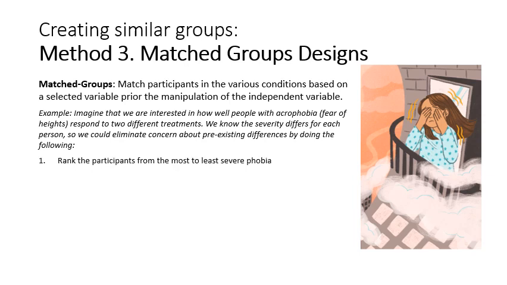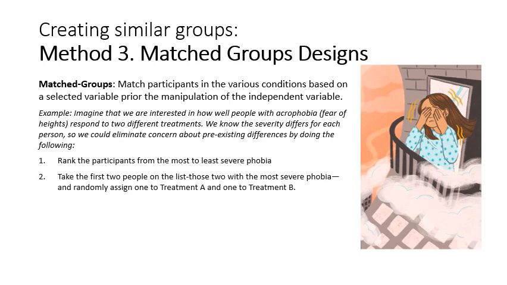So these are the steps we would take. We would take all the participants in the study, and at some point we would have gathered data to find out how severe their phobia is. And then we would rank them from 1 to 30 if that's how many people we had, from the most severe to the least severe phobia. Then we would take the first two people on the list, and these would be the two people with the most severe phobia, and we would randomly assign one to treatment A and one to treatment B. So it's almost like the block randomization, except the blocks are consisting of participants who have been placed in rank order according to the severity of their condition.